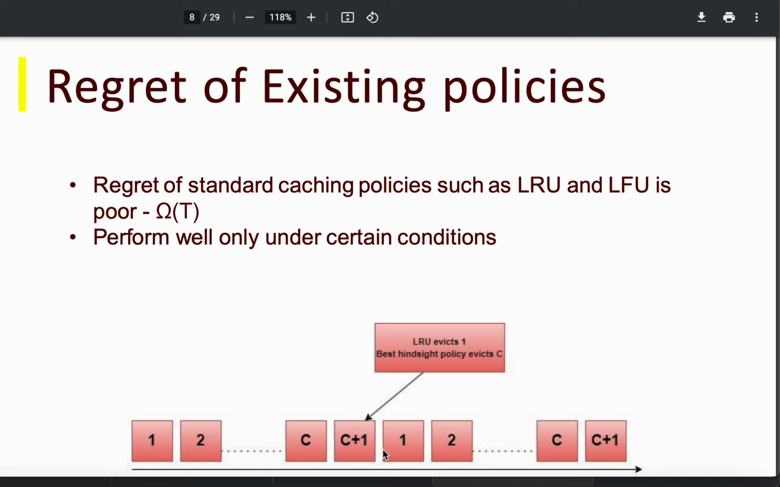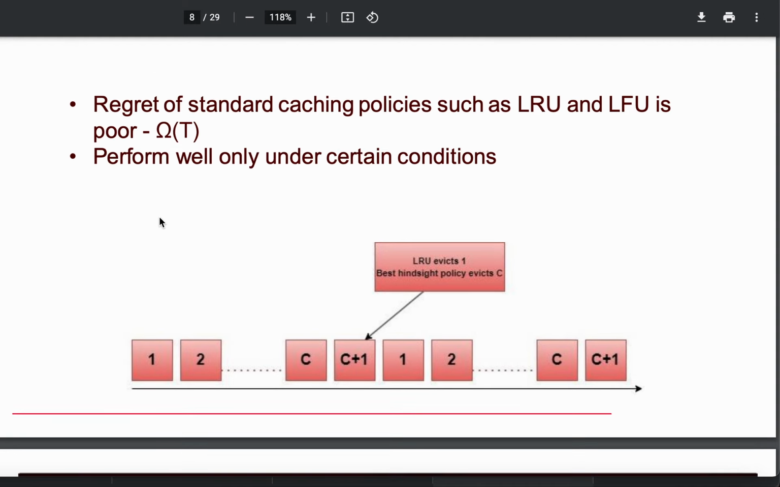The regret of existing policies is actually poor, because as we just demonstrated a few slides ago, not every caching policy, such as LRU and LFU, can work for each request model. They have their pros and cons, right? They only perform well under certain situations, and they have a poor regret, which on average is bounded by T. T here is the number of times you're requesting an element.